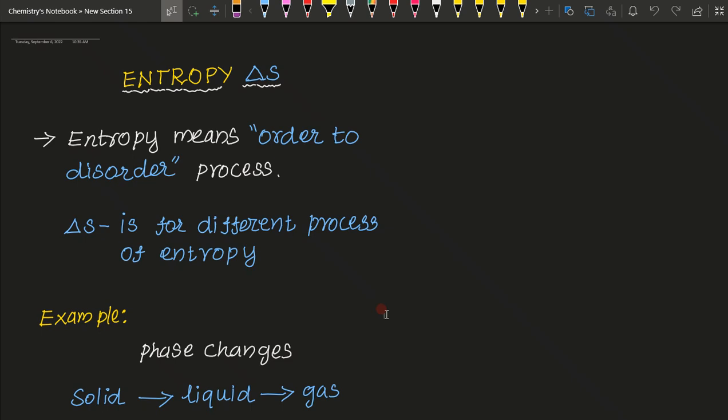What is entropy? Entropy means order to disorder process. It is denoted by S. So, delta is changes. So delta S is for different process of entropy. Entropy means order to disorder.